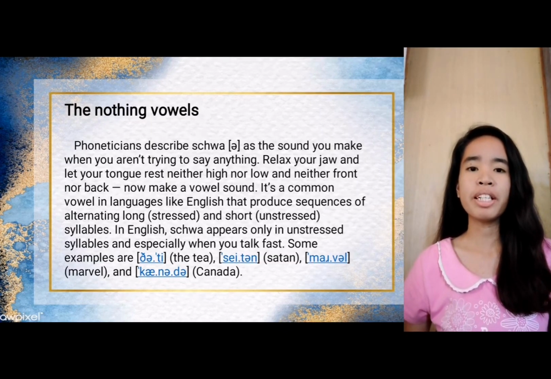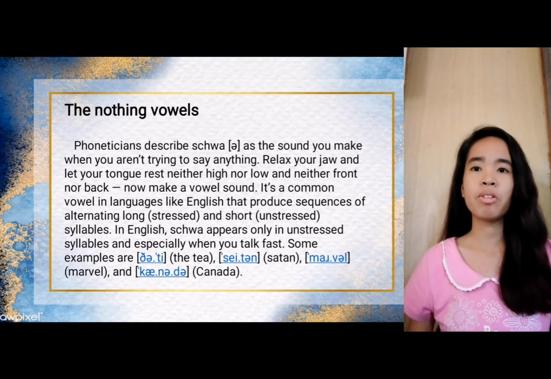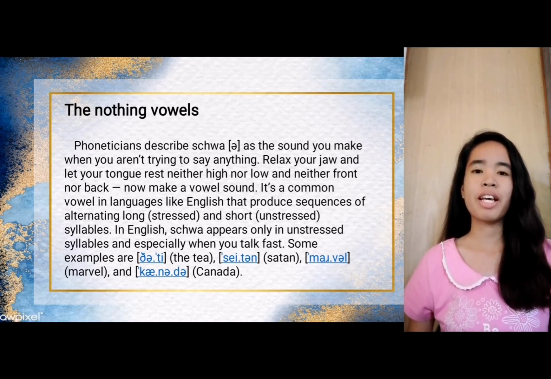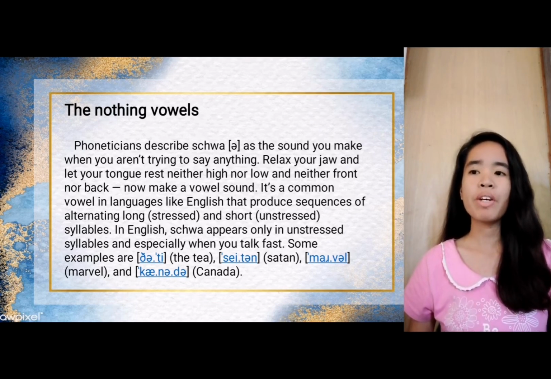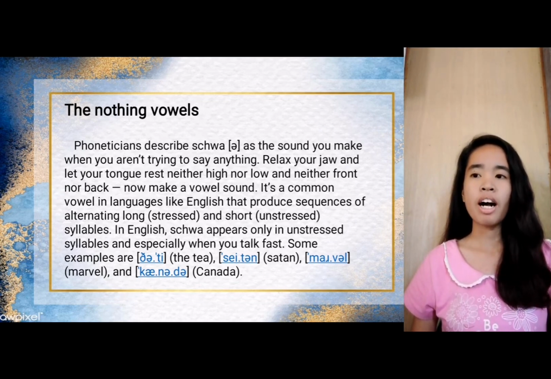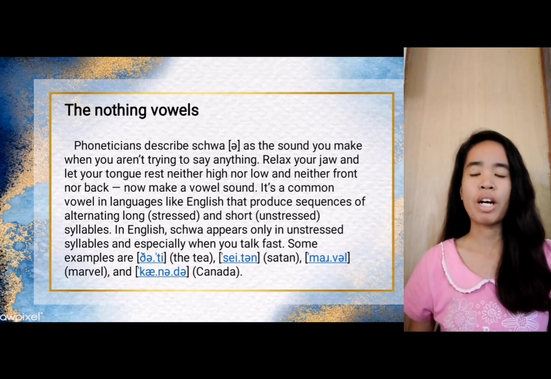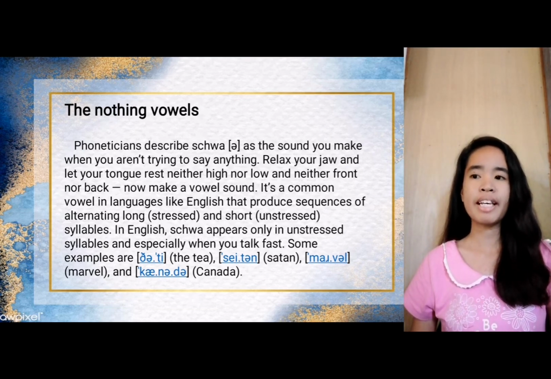Schwa. Phoneticians describe schwa as the sound you make when you aren't trying to say anything. Relax your jaw and let your tongue rest neither high nor low and neither front nor back. Now, make a vowel sound. It's a common vowel in languages like English that produce sequences of alternating long stressed and short unstressed syllables. In English, schwa appears only in unstressed syllables and especially when you talk fast. Some examples are data, Satan, marvel, and Canada.